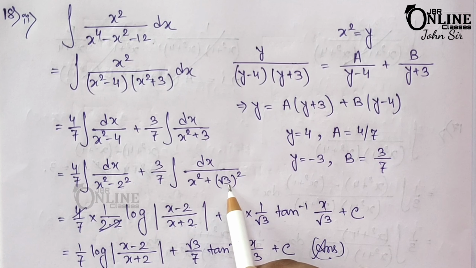19(2). Integration x square dx by 1 minus x to the power 4. Okay, so 1 minus x to the power 4 means 1 plus x square times 1 minus x square. For the partial fraction, let y equal to x square. So y by this one equals a by 1 plus y plus b by 1 minus y. So here y equals a into this one, plus b into this one.